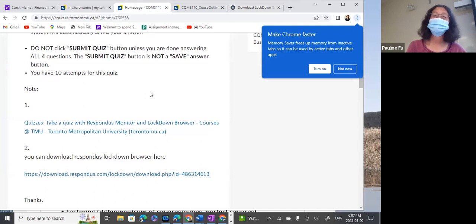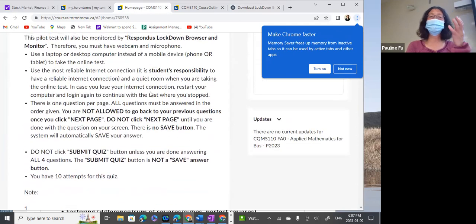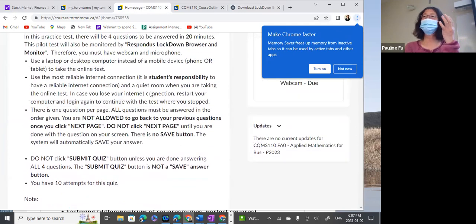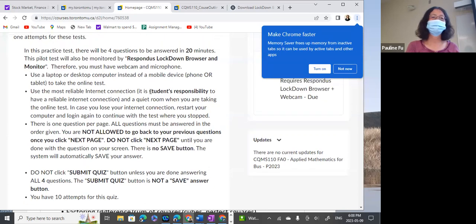Will the practice test questions be on the actual test? The practice test only has 4 questions. The actual test will have 30 questions. They come from the same test bank. So practice those 4 questions; you may see them in the actual test. It is randomly selected.